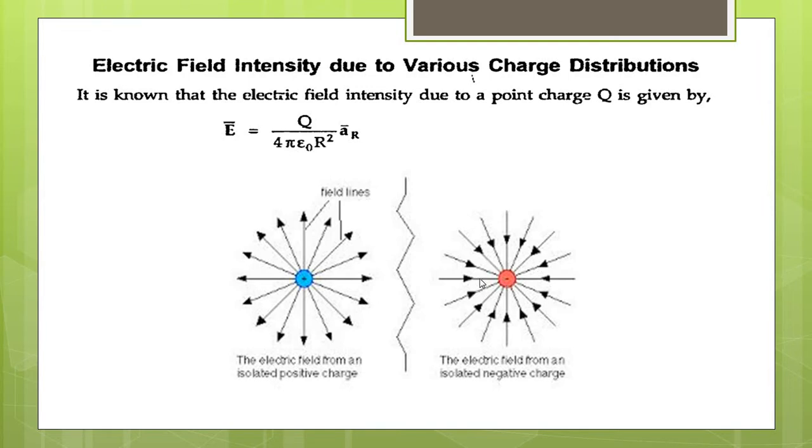In the last session we have seen the equation for the electric field intensity due to a point charge, which is equal to Q by 4 pi epsilon naught r square multiplied by the unit vector AR. We'll use this equation to calculate the field intensity due to the other charge distributions also.